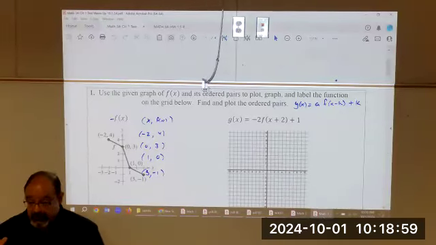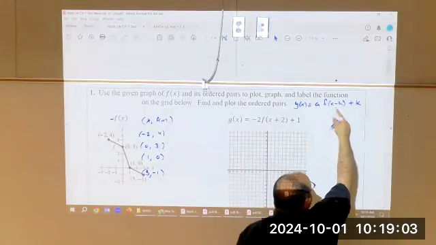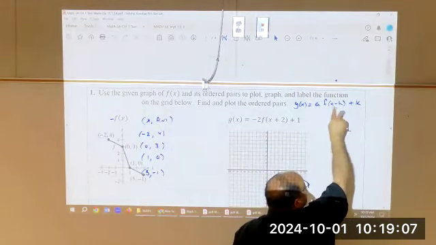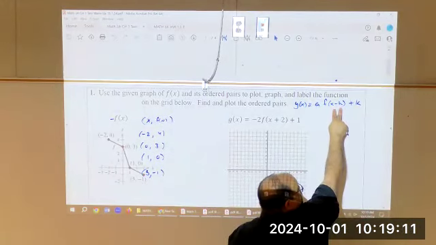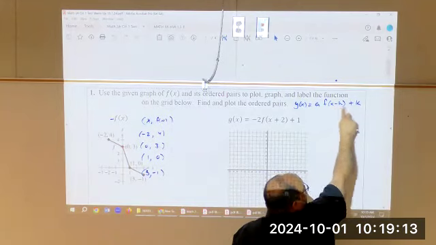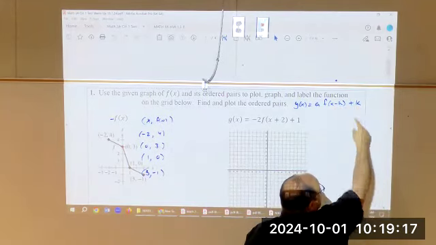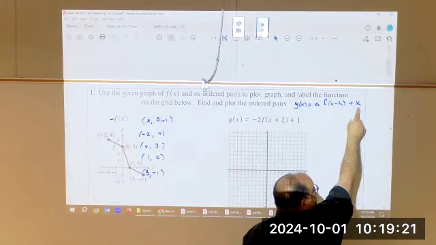H is the horizontal shift. H has a built-in negative. So it's going to shift the graph left and right, but it has a built-in negative. So when you extract the H, when you take the H out, you're going to take out the opposite sign of what you're looking at. K is the vertical shift. It's going to move it up or down. K has a positive in front of it, so you're going to keep the sign on the K for the vertical shift.